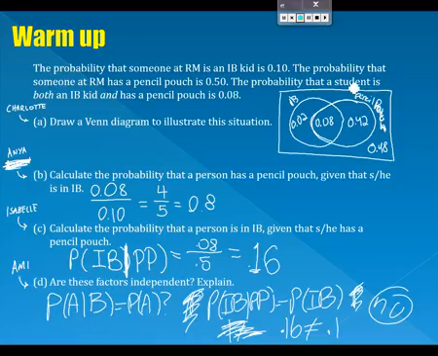Let me actually check her numbers on this. So the probability of IB given pencil pouch, I like the IB PP, is 0.16 because we already computed it. And the question is, is that equal to just the probability of IB in general? And the answer is no, so let's move on, right?